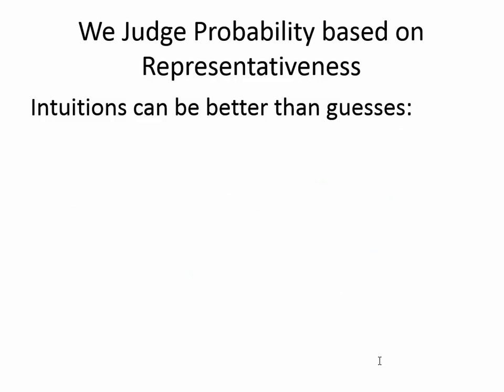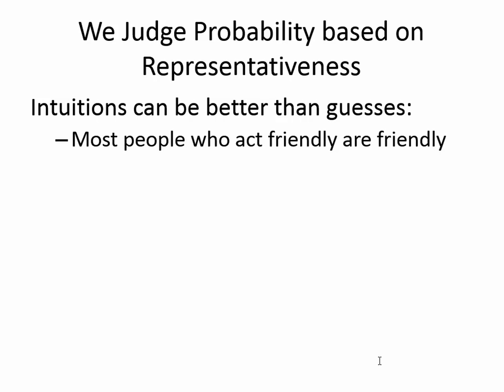And we also are bad at judging probability. We're just not good. We use representativeness, like negative stereotyping or profiling, instead of actually basing it on probability. But sometimes our intuition, which I would call profiling, can be better than guesses. Guesses aren't good, but it may not be probability. You know, most people who act friendly are, right?